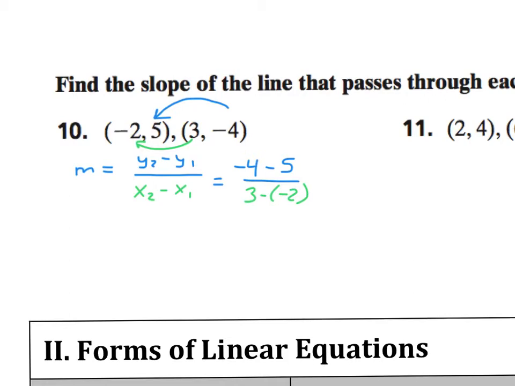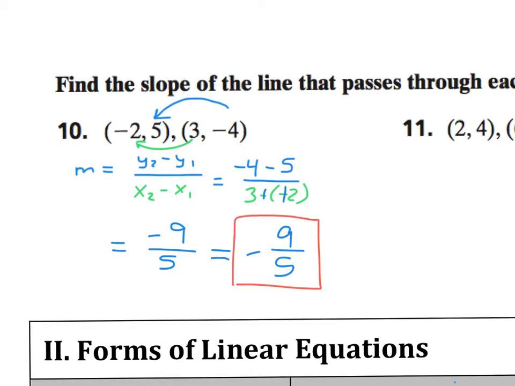Now I'm going to simplify this. The numerator is negative 9. The denominator has a double negative to get positive 5. And it doesn't really matter where you place the negative, but generally we put it outside like this. So my answer is negative 9/5.